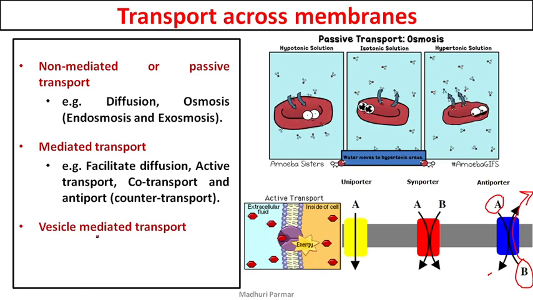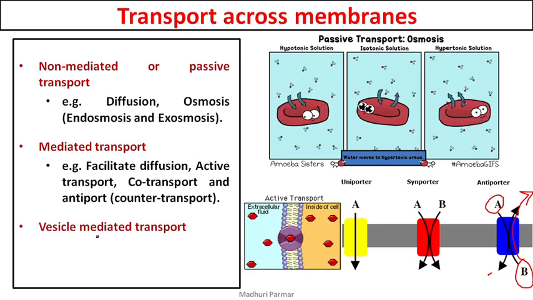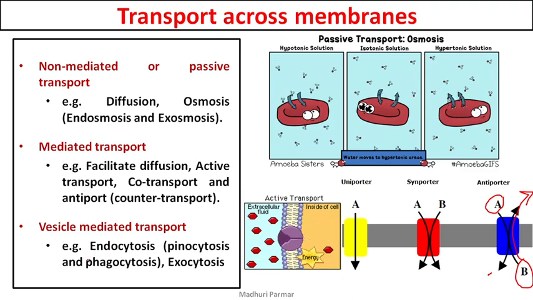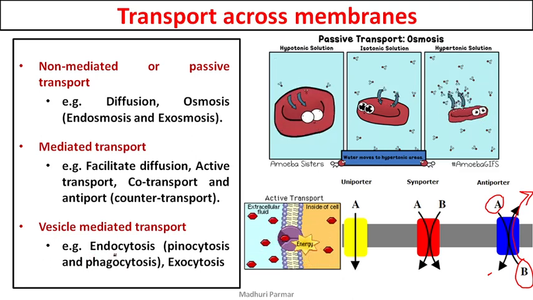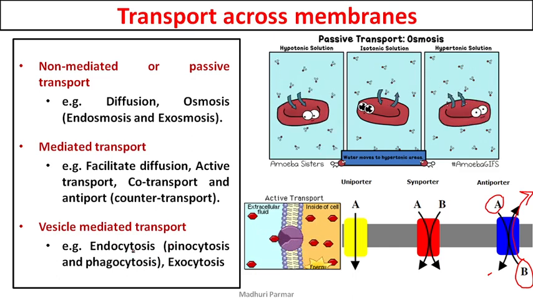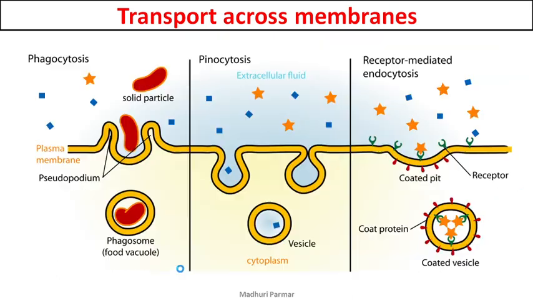Finally, you have vesicle mediated transport. Okay, this is something new for you, I think. In vesicle mediated transport, you have endocytosis, which can be pinocytosis or phagocytosis, and exocytosis. Let us see it here. Phagocytosis. Whenever I hear this term, I think of amoeba, right? In your lower standards you have studied phagocytosis.